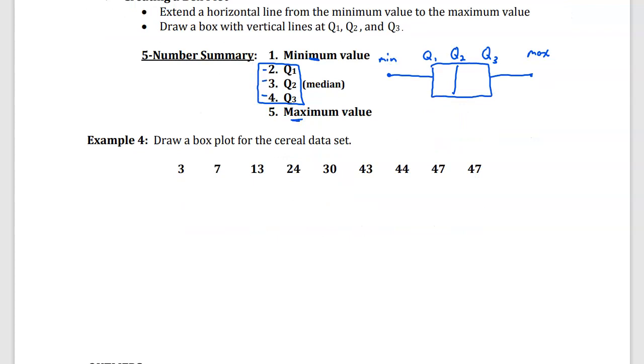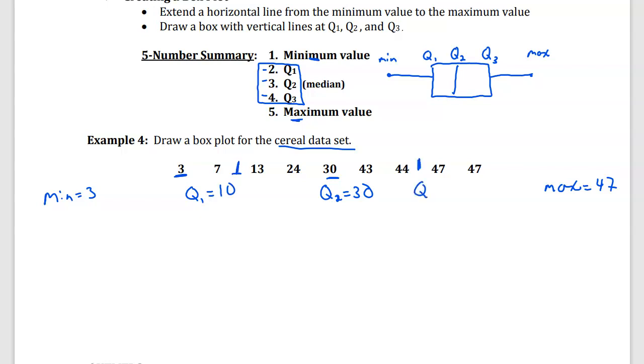So we've already looked at this serial data set. We've determined that our minimum value is 3. Our maximum value was 47. We had a Q2 of 30. We had a Q1 of 10 that was right here. And then we had a Q3 that was 45.5.